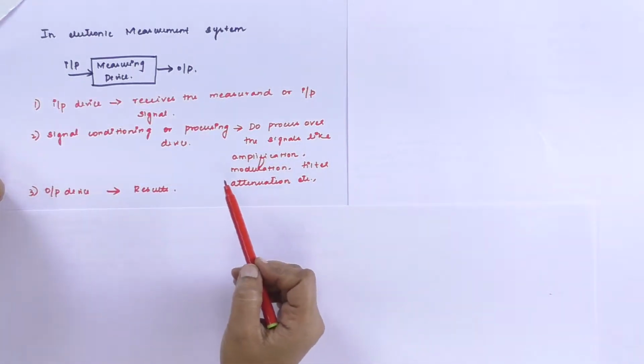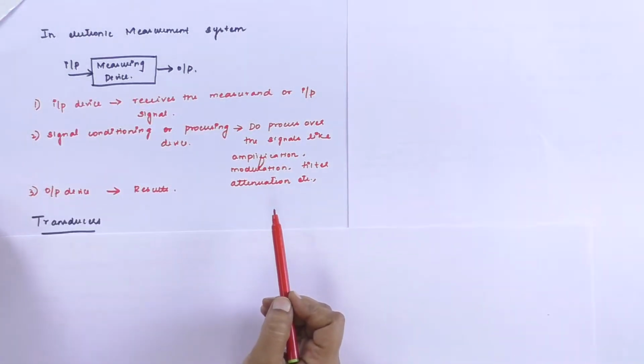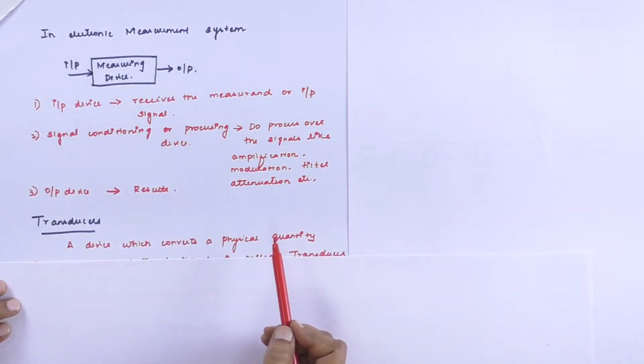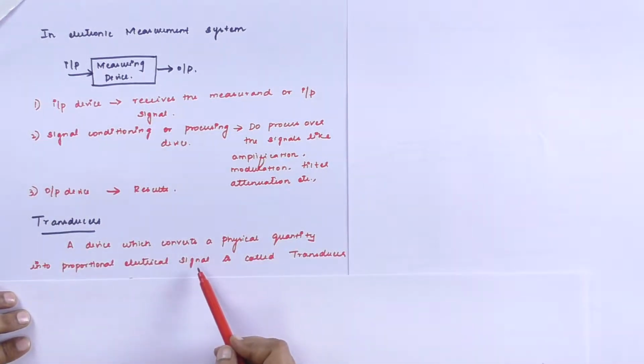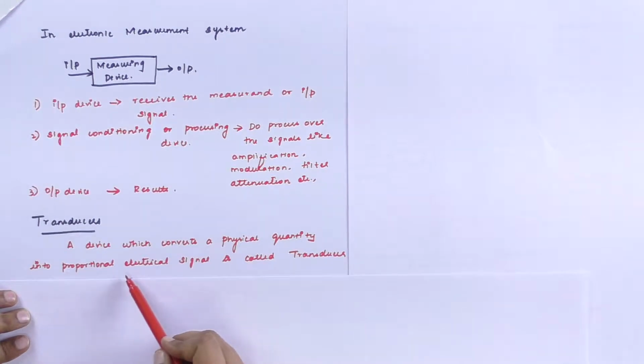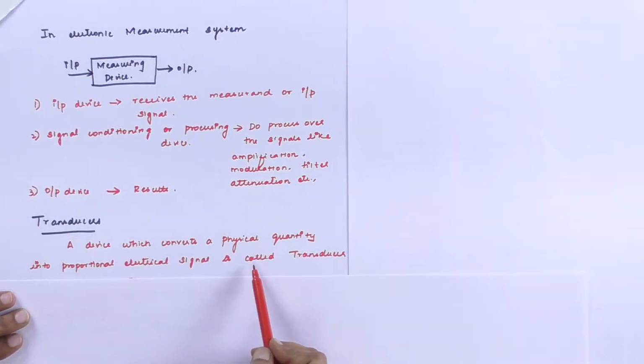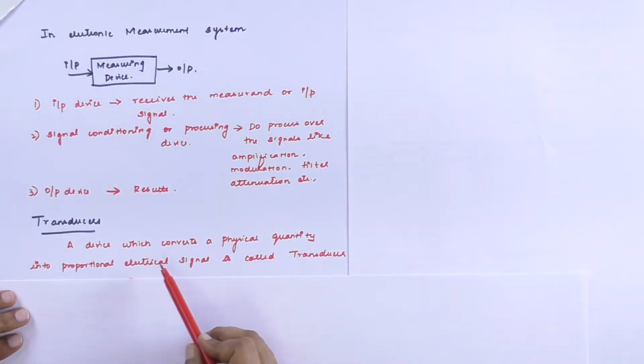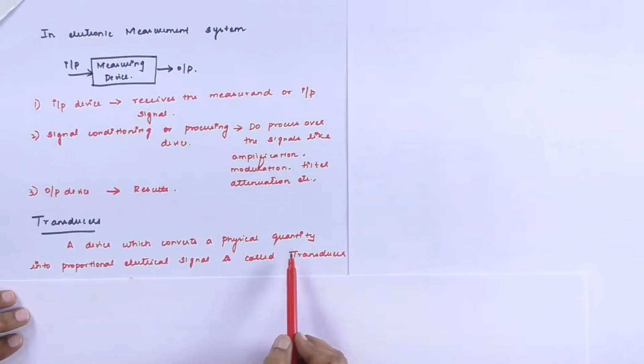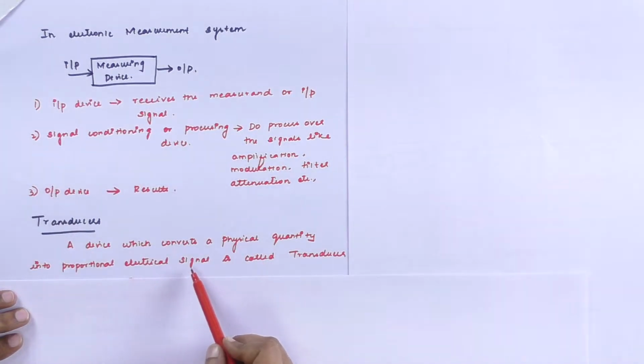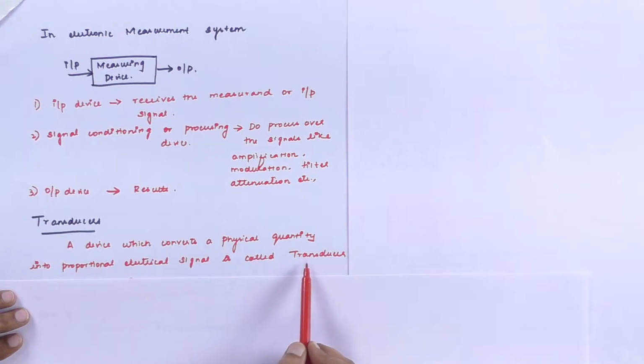Now, let us see the definition of a transducer. What is a transducer? The device which converts a physical quantity into a proportional electrical signal is called a transducer.